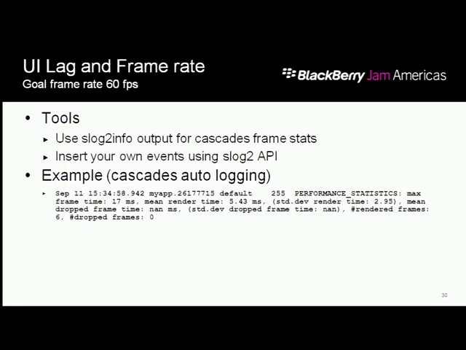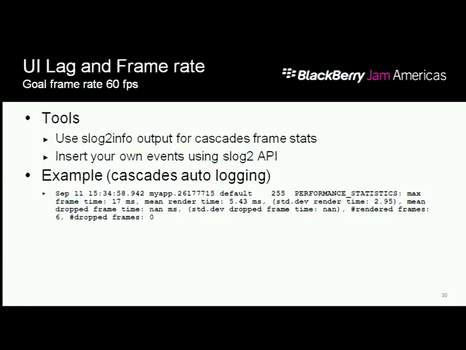For UI lag and frame rate, again, the Cascades framework is going to inject logging events in slog2, and it has some performance statistics about how many frames were drawn and how many frames were dropped, and you can use some of this information for optimizations. And the goal frame rate is 60 frames per second.